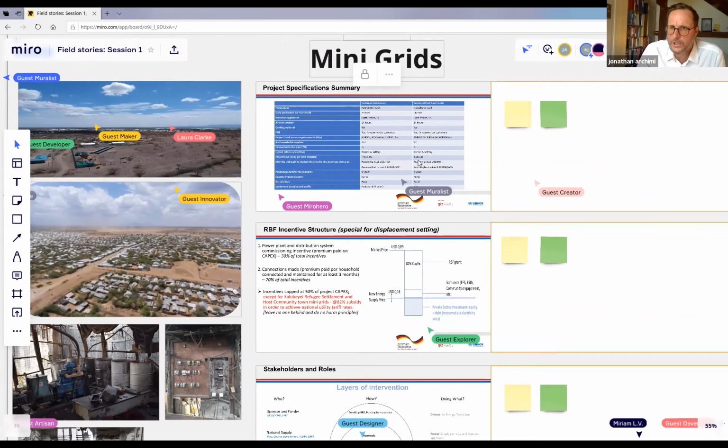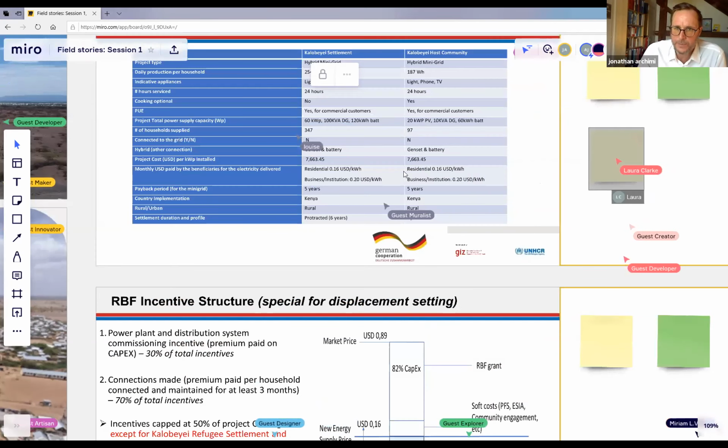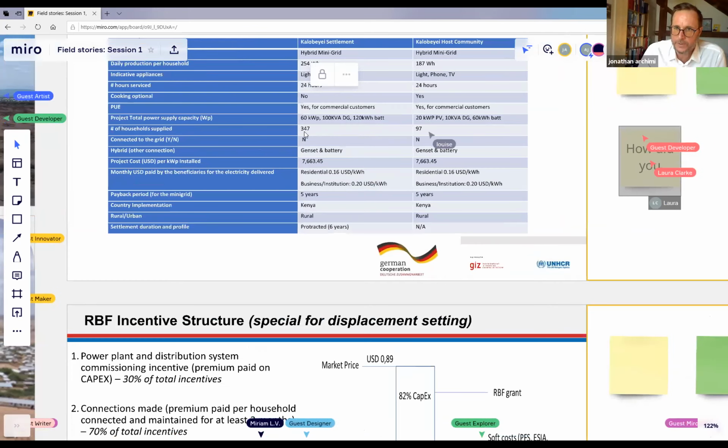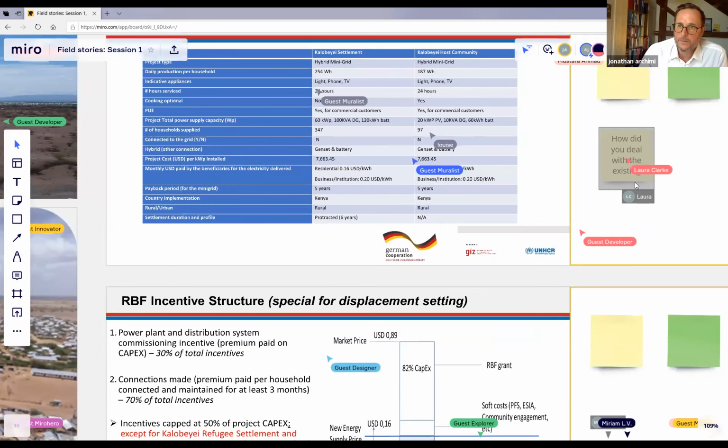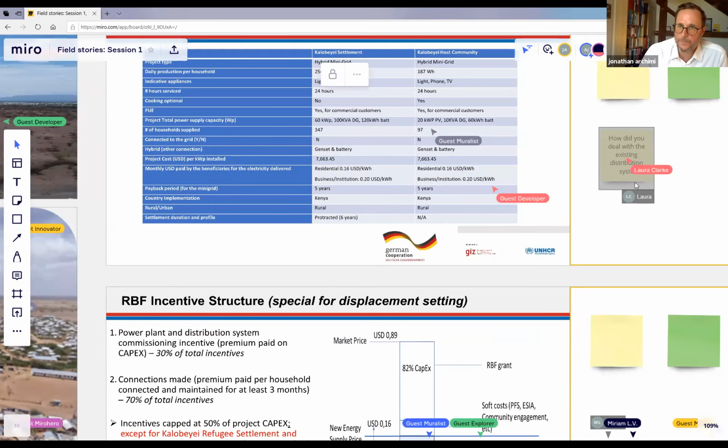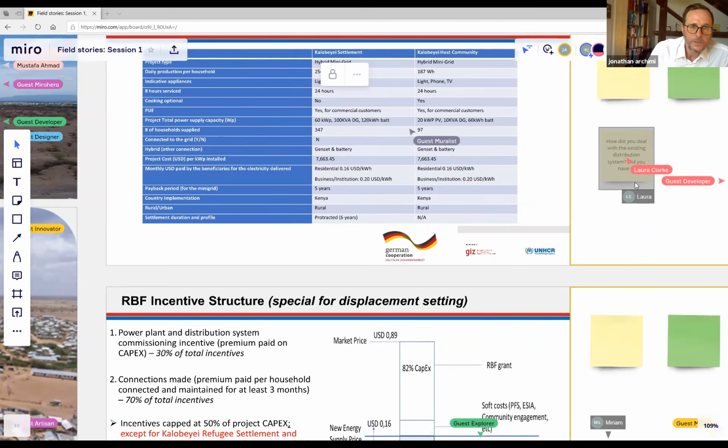There was one question that was asked, how many people were provided? So here we can see the summary. There were 347 for the displaced population and 97 for the host community. So here you can find, I will make it bigger, okay.